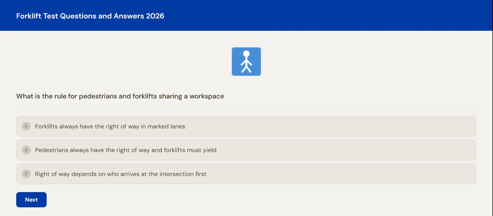Let's keep going. What is the rule for pedestrians and forklifts sharing a workspace? Pedestrians always have the right of way and forklifts must yield. A forklift versus a pedestrian is never a fair contest. Yield every time, without hesitation. It is both the rule and the right thing to do.